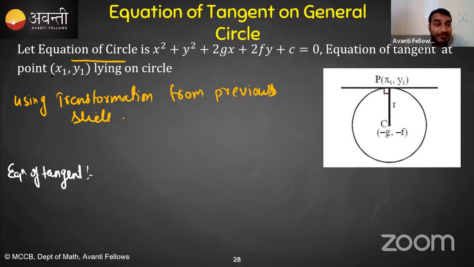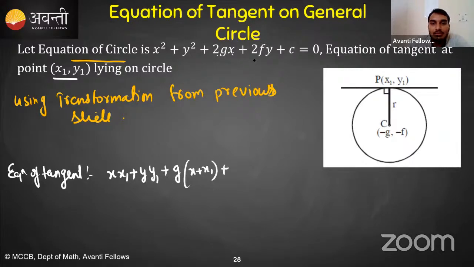See, x1 y1 is lying on the circle, so replace x square with xx1, replace y square with yy1, replace 2x with x plus x1, so take g common, and this 2x can be written as x plus x1. Similarly 2y can be written as y plus y1, so take f common, plus c is equal to 0. Simple. This is the equation of tangent. See how easy it became.